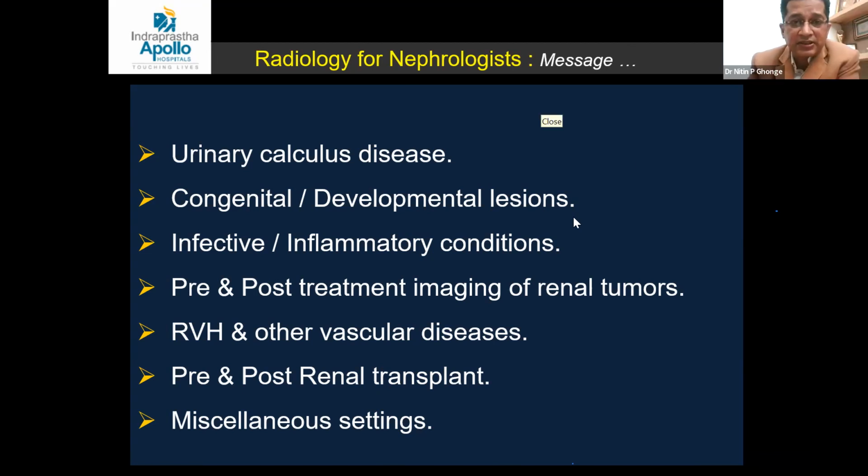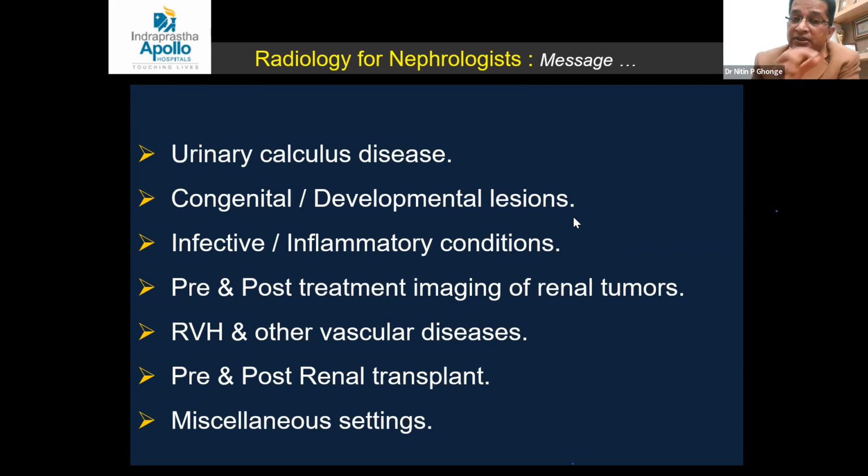So there is a question: Doppler suggests segmental involvement, RAS? Okay. This is a very good question.